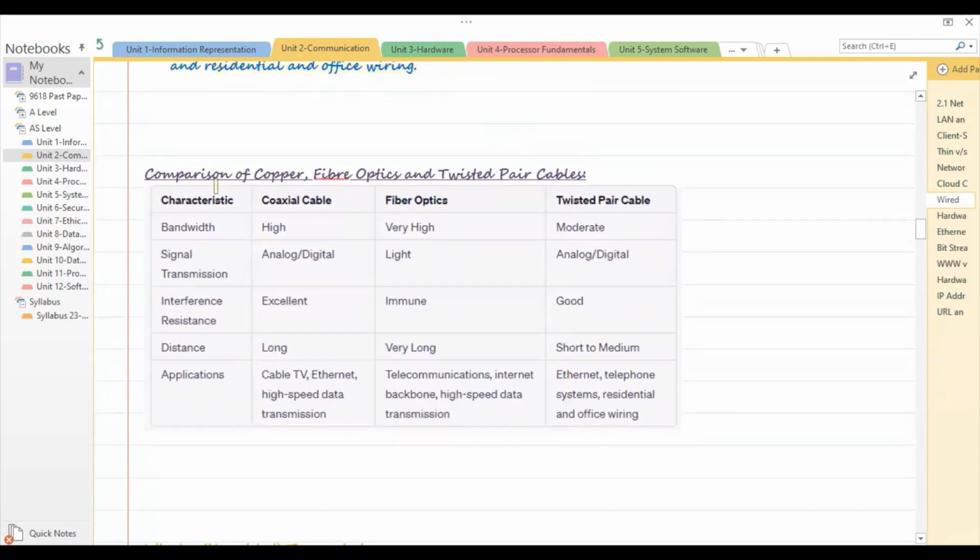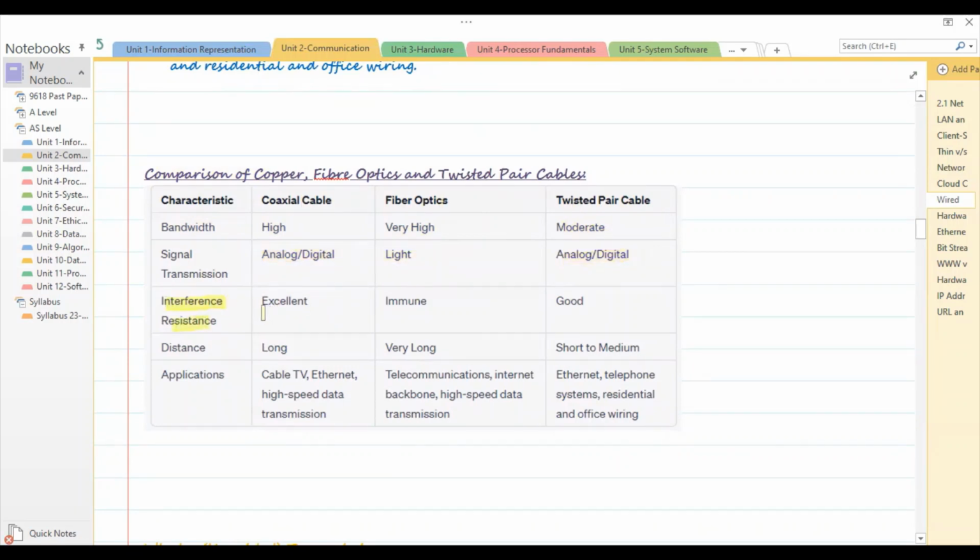Very important: comparison of all the cables. If we look at bandwidth, coaxial cable has high bandwidth. However, fiber optics has more than coaxial and twisted pair. Twisted pair cables have moderate bandwidth. Signal transmission: light signals in fiber optics, and for twisted pair, both analog and digital transmission can happen.